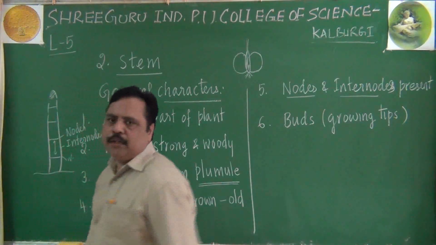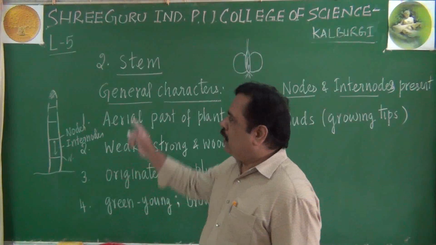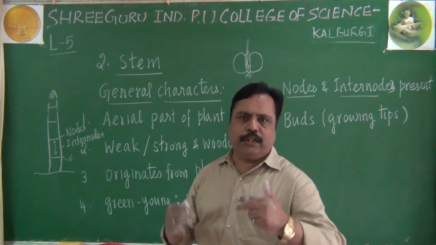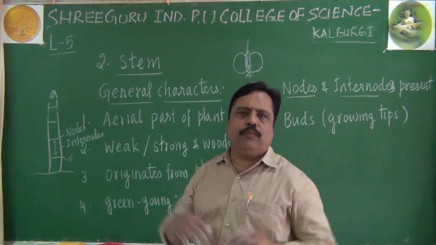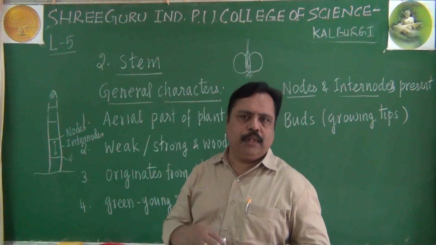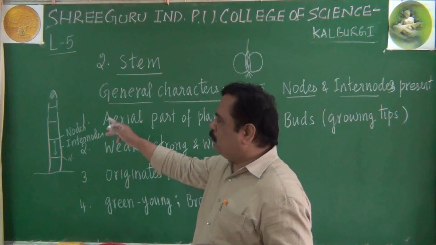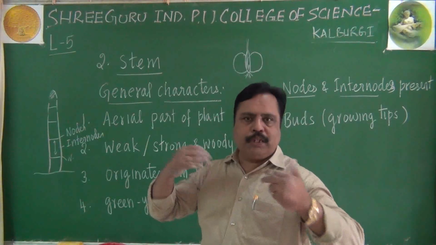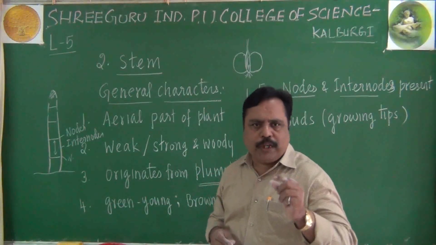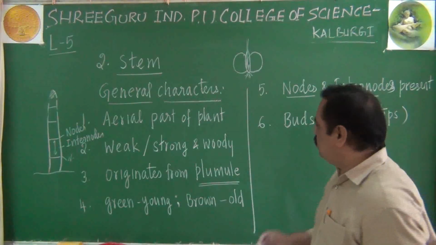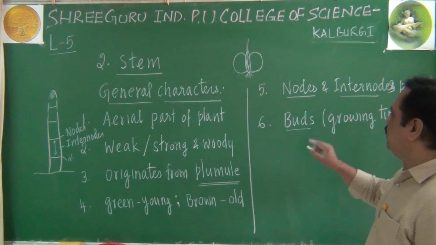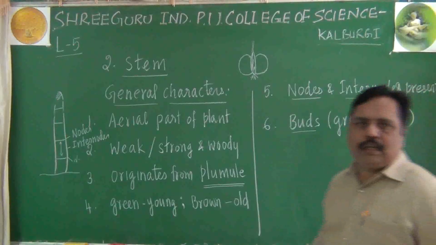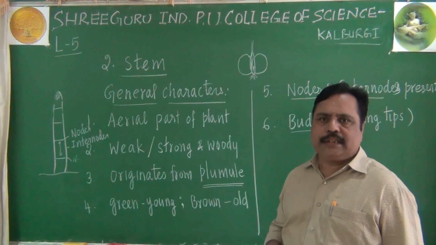One interesting point you have to remember is, animals will have limited growth. We animals, including human beings, cannot grow for unlimited time like that. But plants can grow unlimitedly. Plants will exhibit unlimited growth. How they can exhibit unlimited growth means, they have special regions called growing tips. Those growing tips are called buds of the stem, we can say.